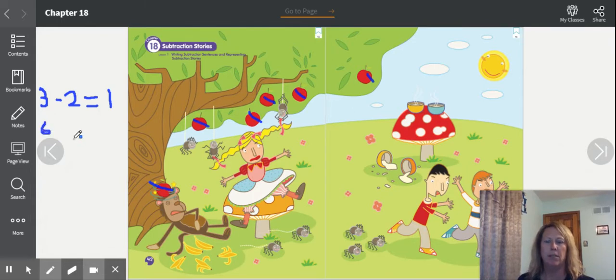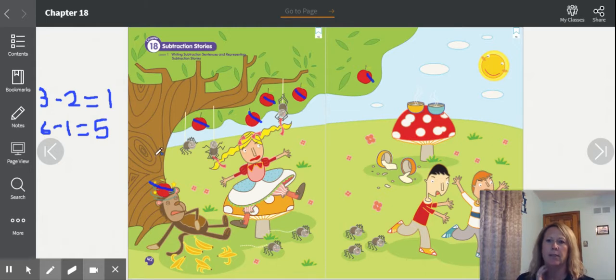Okay. And when you look at the 6 apples, I see 1 has fallen out of the tree. So 1, take away 1, 6 minus 1. And now I want to know how many apples are still left in the tree. So we go back and we look. 1, 2, 3, 4, 5. 6 minus 1 equals 5. 5 apples are still in the tree. I have 6. Take away 1. I know I have 5 left.